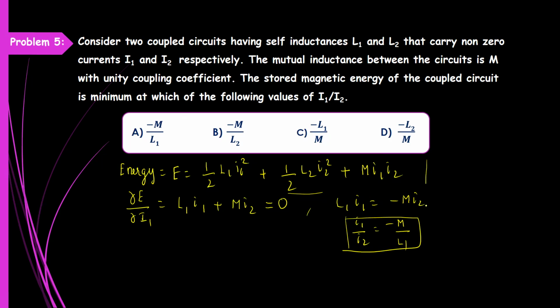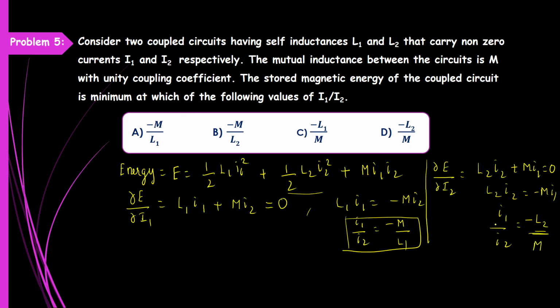So like that, if we differentiate the energy with respect to I2, it will become the same: L2 I2 plus M I1 equal to 0. If it is equated to 0, so L2 I2 equal to minus M I1. So therefore I1 by I2 ratio will become minus L2 by M. Okay. So this is another ratio.